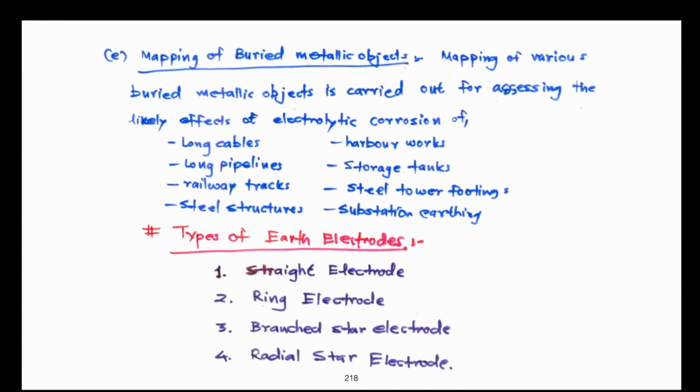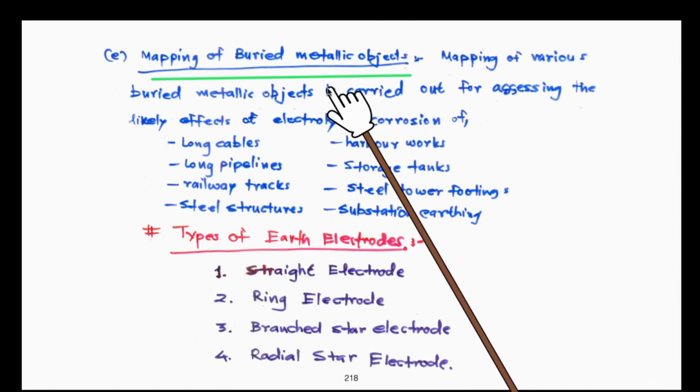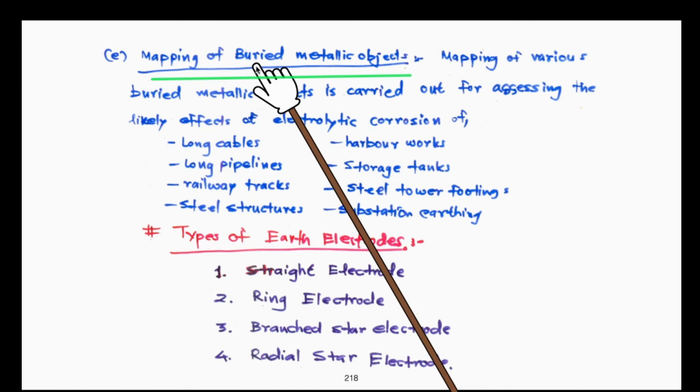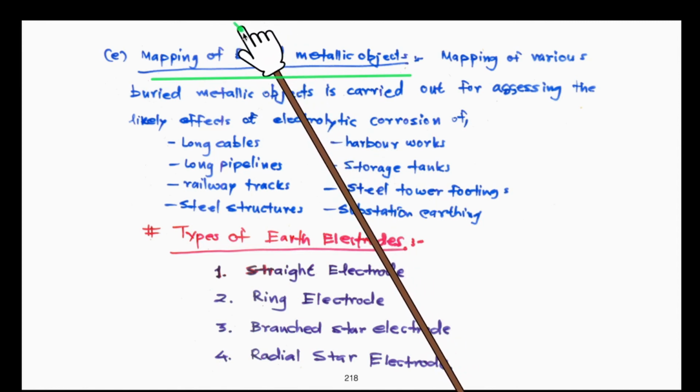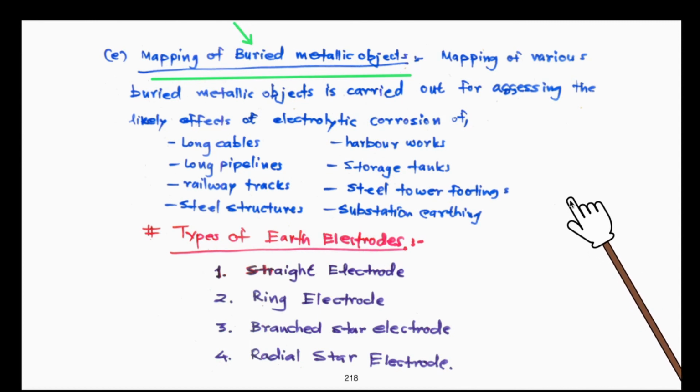The next point, as far as the choice of electrode site is concerned, is the mapping of buried metallic objects. Wherever we install, although as per our information we may know that at a particular place there is no substation, no power station, no population, nothing residing, still mapping of buried metallic objects is required. Remember, something that is not visible to the eyes, what is buried inside the ground where we want to install the earth electrode.